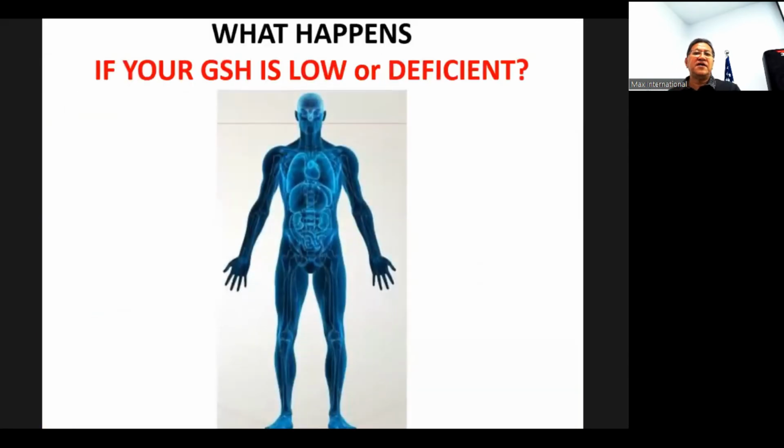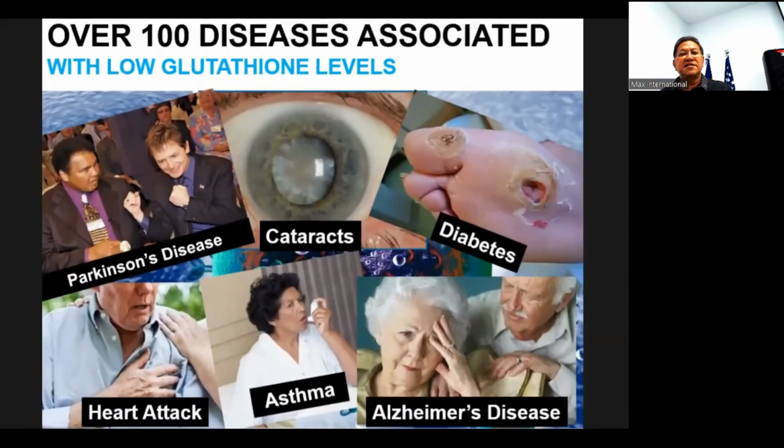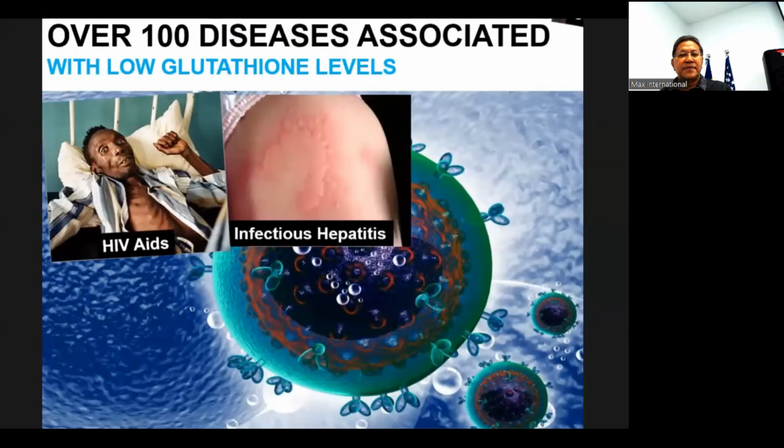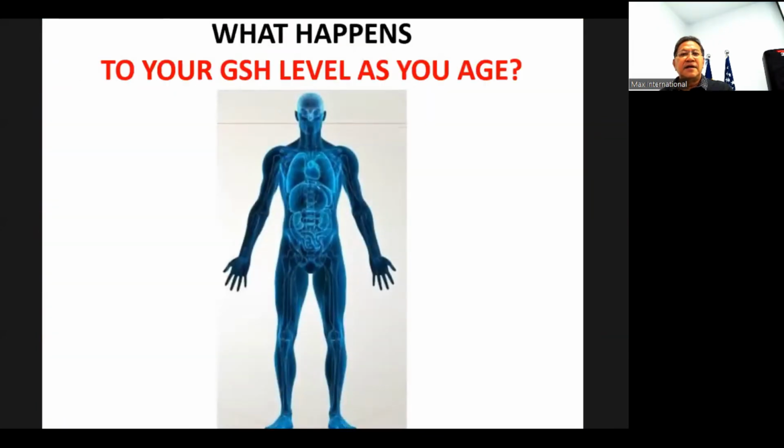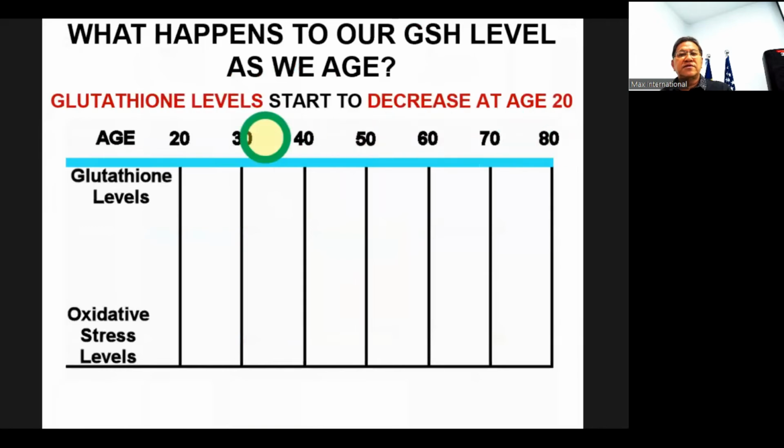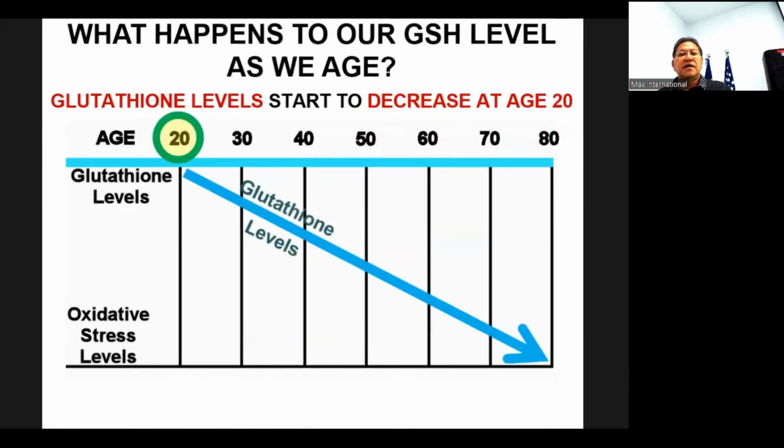So what happens if you have low glutathione? More than 100 diseases are now associated with having low levels of glutathione. And what happens to your glutathione level as you age? We know glutathione is so important that the body produces it and does not just rely on you to get it from your diet, just as with vitamin C.